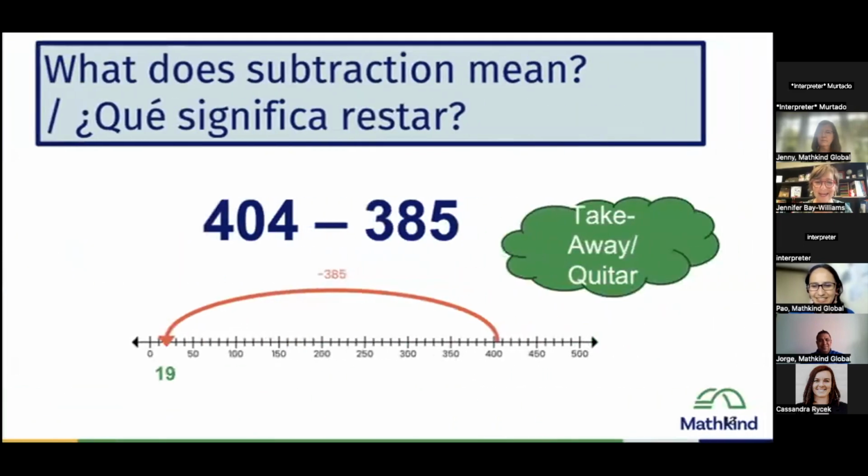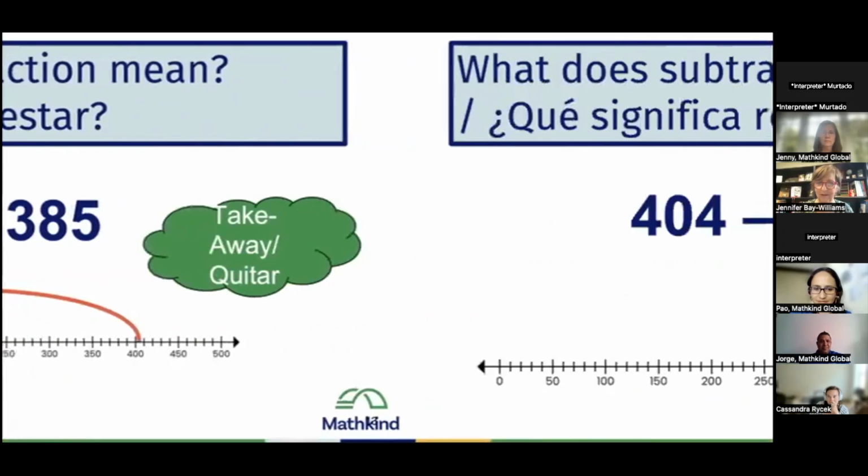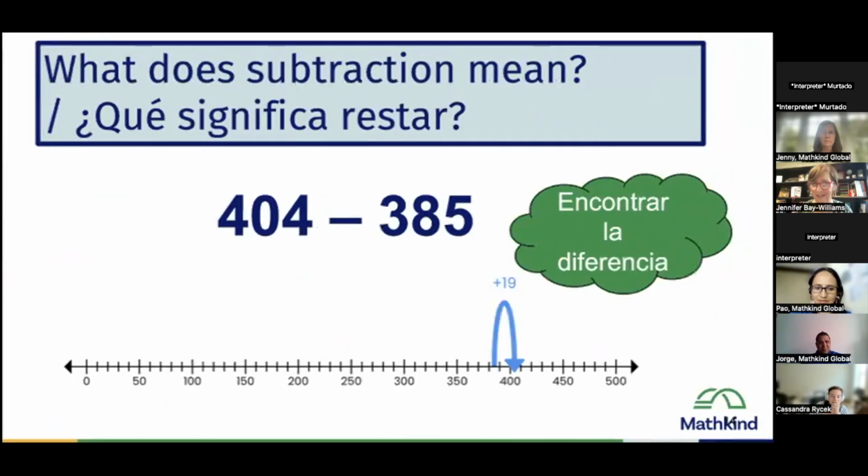So one thing that subtraction means is quitar, take away, right? That we're going to take away 385. So think about the story that you wrote and ask yourself, is that story a takeaway story? Like you started with 404 and took away 385. Think about that. Or was it a find the difference?